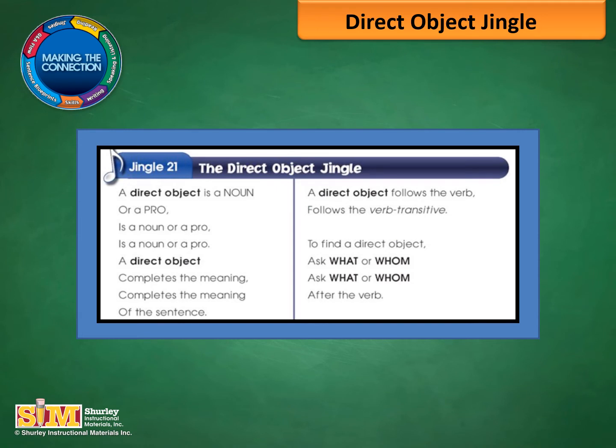It goes like this. A direct object is a noun or a pro, is a noun or a pro, is a noun or a pro. A direct object completes the meaning of the sentence. A direct object follows the verb transitive. To find a direct object, ask what or whom after the verb.